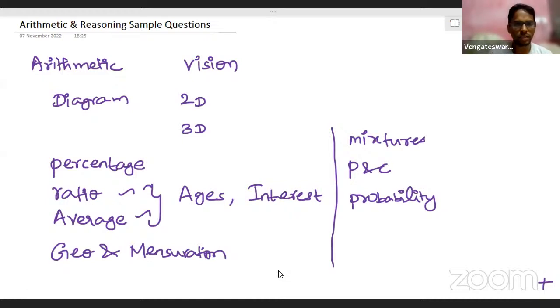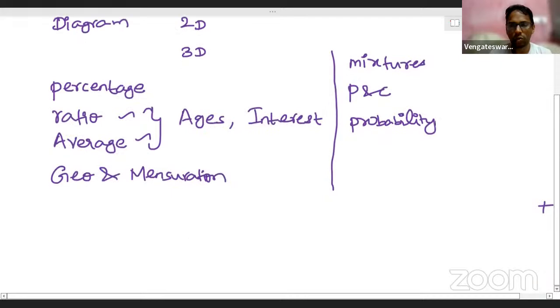Okay, then fine. Let me start with the questions. These are the questions that were asked in the recent question papers, UCEED and NID. Yeah, fine. Let's start now.